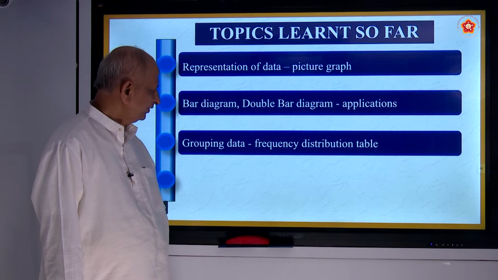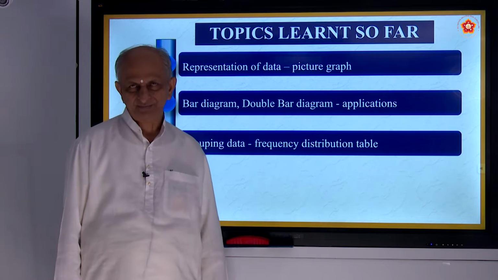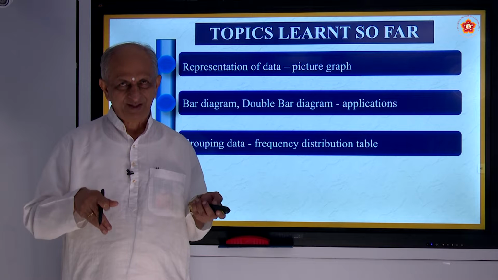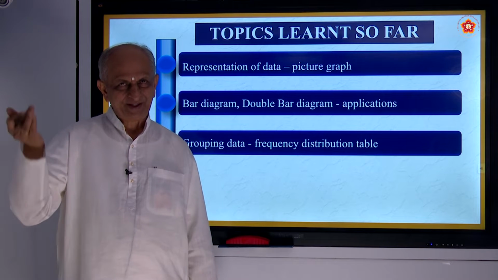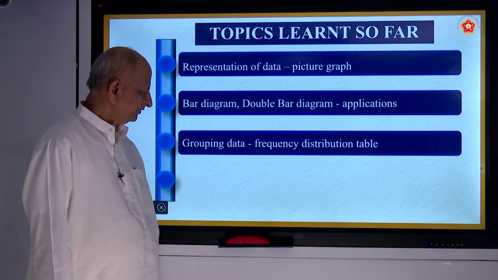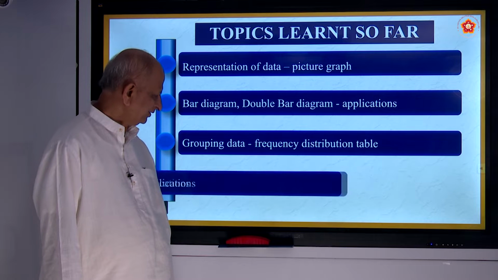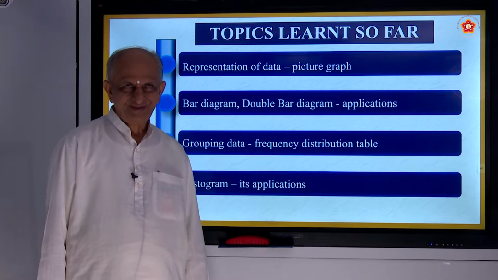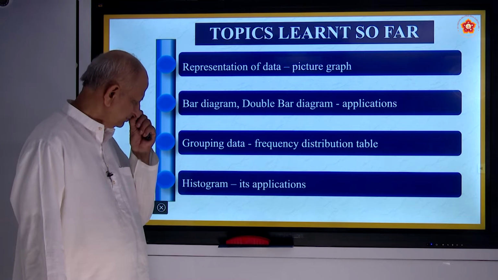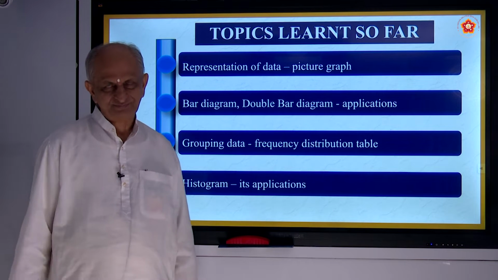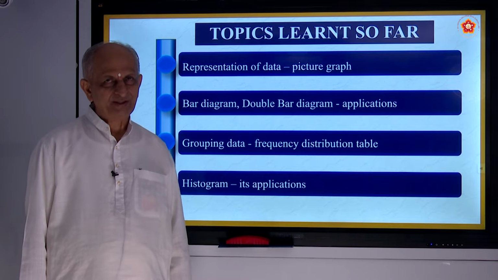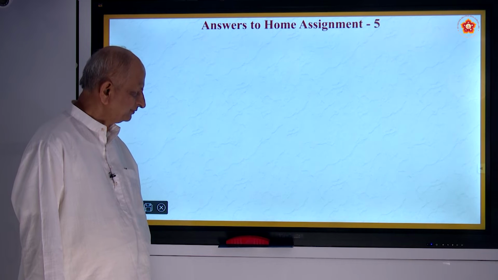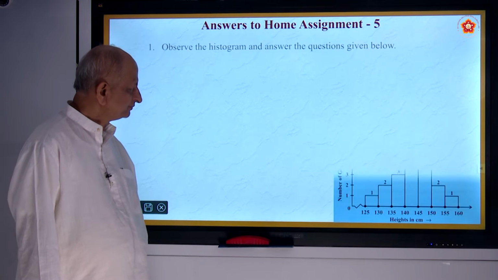And also we have seen about the frequency distribution table, where there will be 3 columns: class interval, tallies, frequencies. And also we have seen a very interesting one, called histogram. Histogram is a collection of bar diagrams attached to each other. There should not be any gap between the bar diagrams, correct? So these are things we have already seen. Now coming to home assignment.